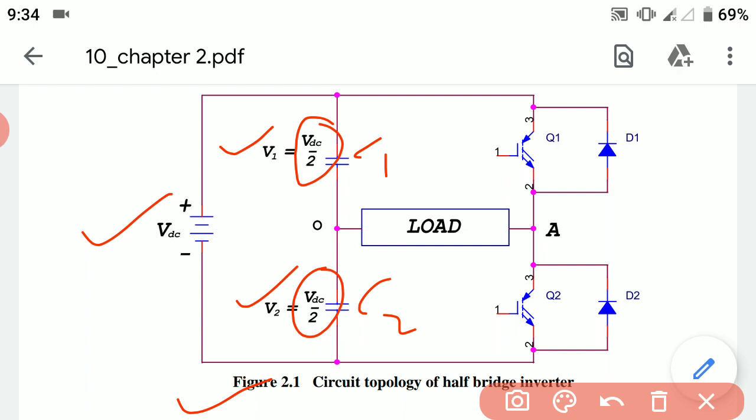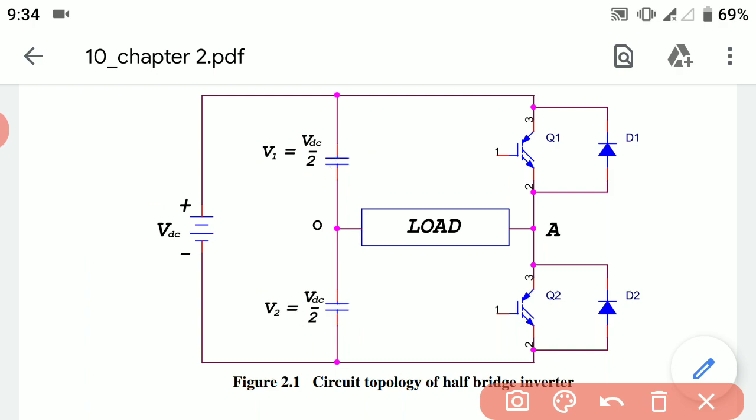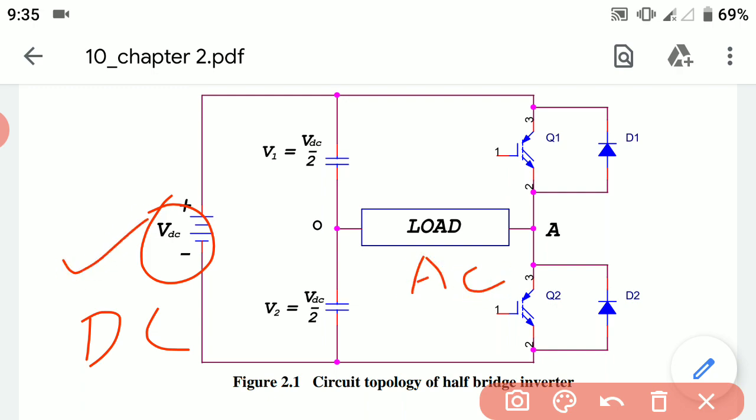These two voltages, V1 and V2, will define our output AC voltage. That is, we are converting the DC voltage into AC voltage. We have applied a DC battery here, and we are getting an AC across the load. In this AC cycle we have a positive peak and a negative peak, and the voltage of the positive and negative peak will be decided by these two capacitors, C1 and C2.